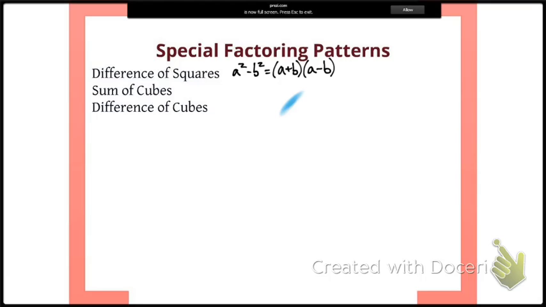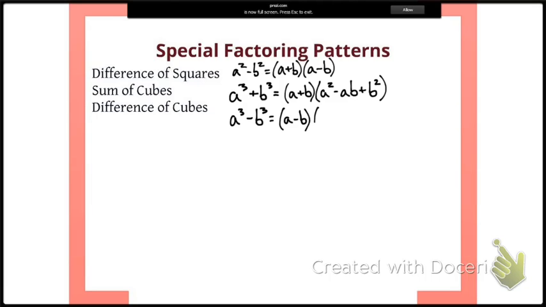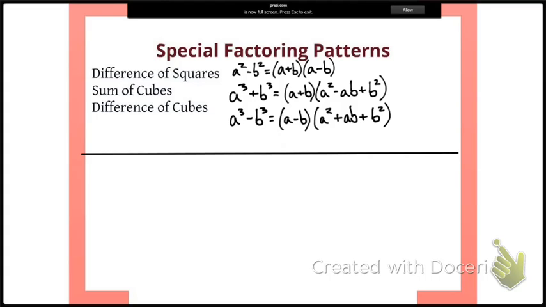It factors out into a plus b and a minus b. If you have a sum of cubes, that means there's a plus sign in between. It factors out into those two cube roots, or a plus b, and then your a term squared minus ab plus your b term squared. And the difference of cubes follows a similar pattern, except it's a minus b as your first factor, and then there are plus signs in the second factor. So that's something to be aware of, and those are your special factoring patterns.